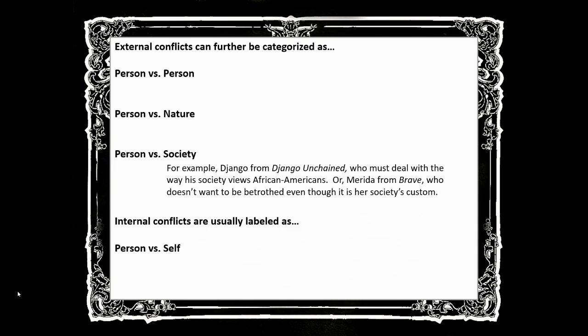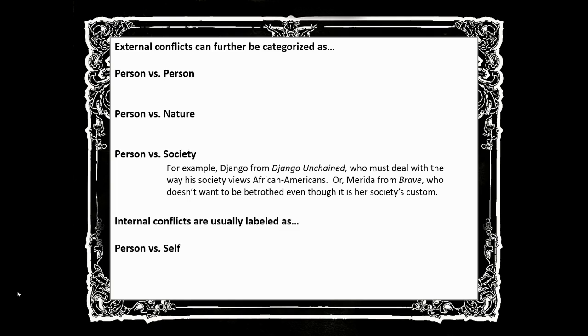And then you have person versus society. So if you've seen the movie Django or Django Unchained, I always mess up pronouncing this name because I don't know, should I pronounce the D? Should I pronounce it really well? Should I pronounce a little bit of the D? So it's Django or Django. But this is a movie starring Jamie Foxx, if you remember.